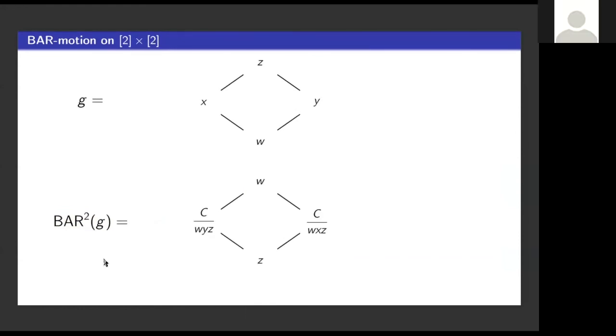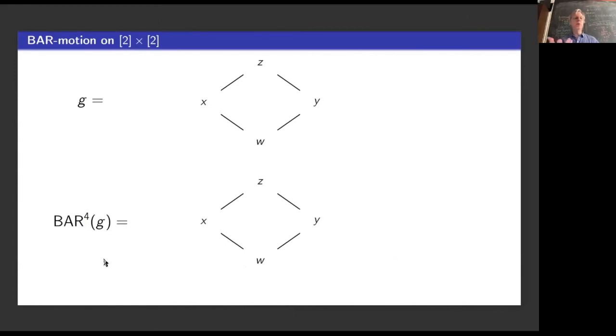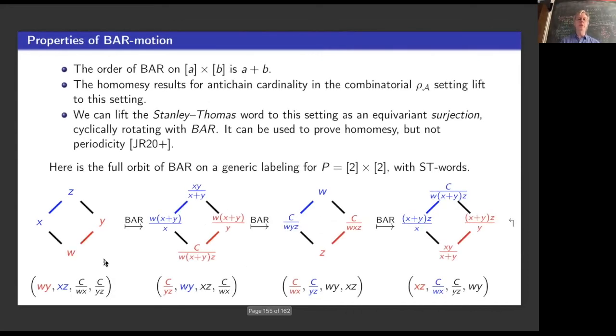Now, if you do it again, you get this. Do it again, you get this. You do it the fourth time, you get back where you started. And if you don't think this is miraculous, then maybe you work in cluster algebras or something. But if you try this on generic posets, it almost never works. Mostly you get incredibly horrible rational expressions.